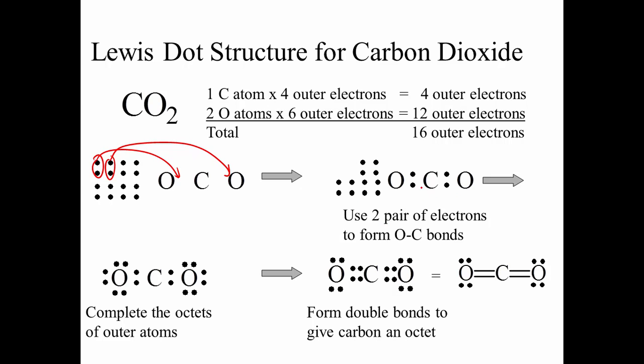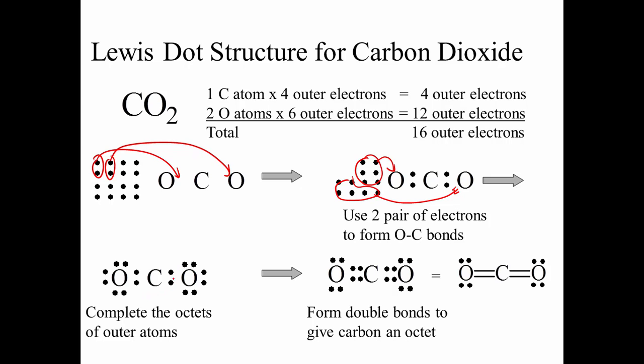We don't have octets yet. So the next step usually is to complete the octets of the outer atoms. So you can see we have 3 pairs of electrons that could become lone pairs there, and 3 pairs of electrons that could be lone pairs there.